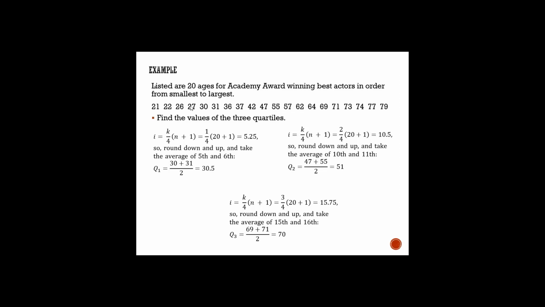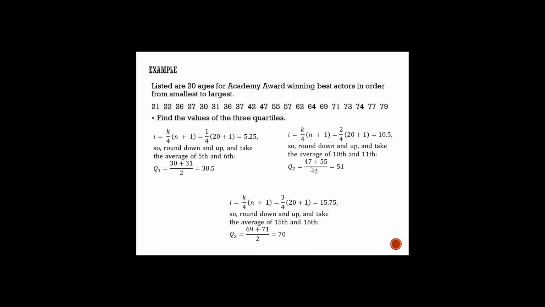1, 2, 3, 4, 5. It's going to be 31. It's going to be, wait a minute, 1, 2, 3, 4. There it is, 30. And 31 gives me the 5th and the 6th terms. So I take 30 plus 31, divide it by 2, and I come up with quartile 1 is 30.5. It really falls right between 30 and 31.